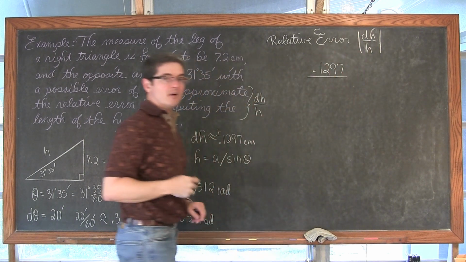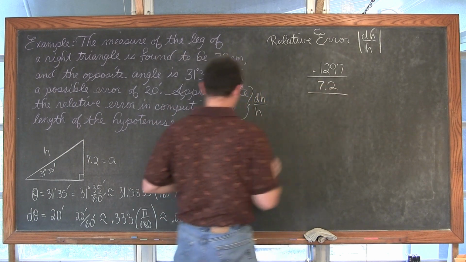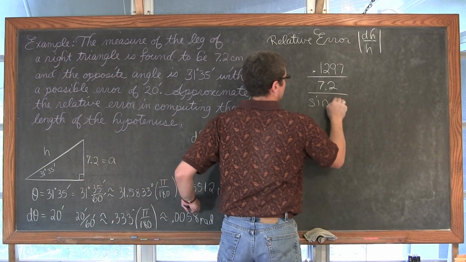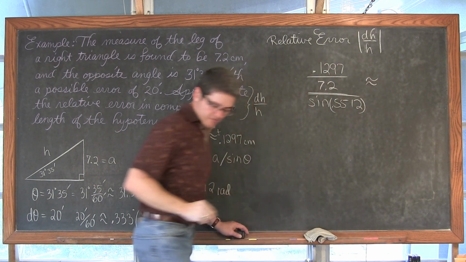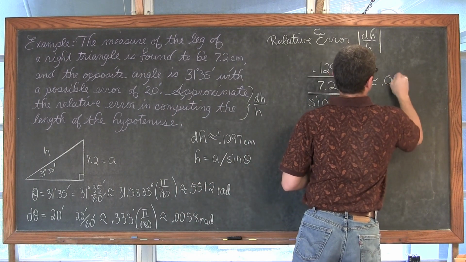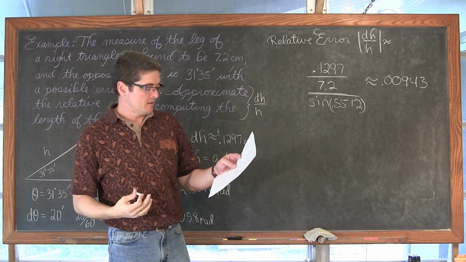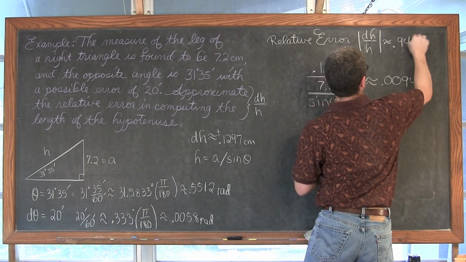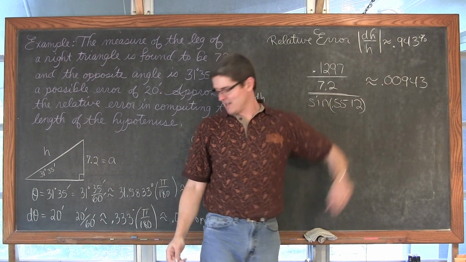0.1297 divided by our actual height, which is A, which was 7.2, divided by the sine of theta, which was 0.5512 radians. And that comes out to an approximate value of 0.00943, which means your relative error is approximately, for the measurement of your hypotenuse, 0.943%. I can't believe I just looked at my notes to write a decimal as a percent. I must be tired. Long video.